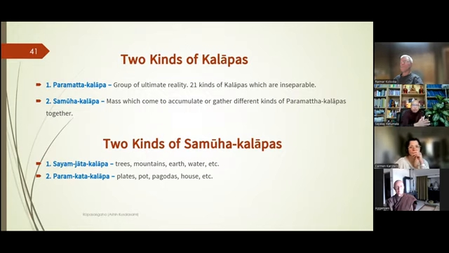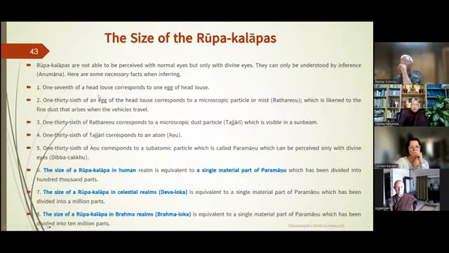So that is what we see, and that is one thing. Rupakalapas are not able to be perceived with normal eyes, but only with divine eyes. So what we see is not the kalapas, the Rupakalapas, a group of kalapas, but the visible objects. They can only be understood by inference, anumana.